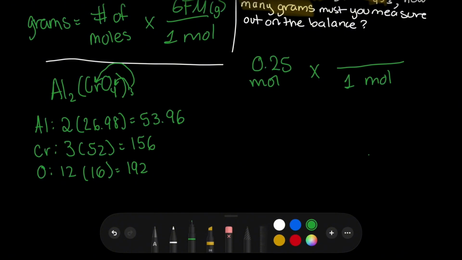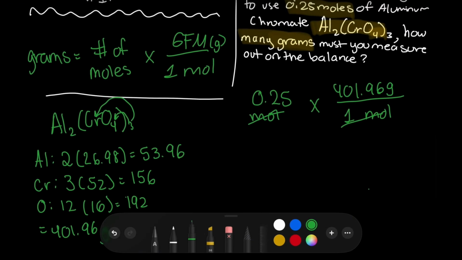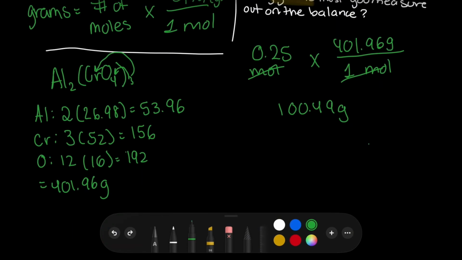Now we add these all together, and we will get 401.96 grams. So now we write that up here, 401.96 grams. And now we can do the dimensional analysis. So we can cross out the moles, and now we just multiply. We do 0.25 times 401.96, and we would get 100.49 grams. So your final answer would be 100.49 grams of aluminum chromate.